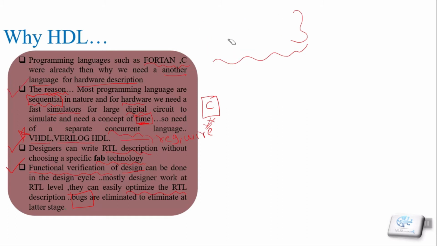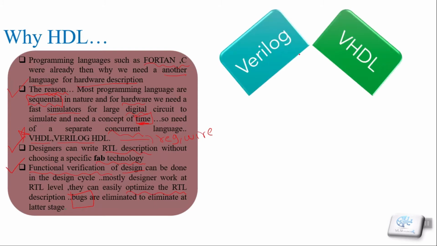So now we know about the need for the hardware description language. Now the second point is what are the different types of hardware description language we can use. The two most commonly used hardware description languages are Verilog and VHDL. Here VHDL stands for Very High Speed Integrated Circuit Hardware Description Language, and the second one is Verilog. Let's talk about the difference between Verilog and VHDL.